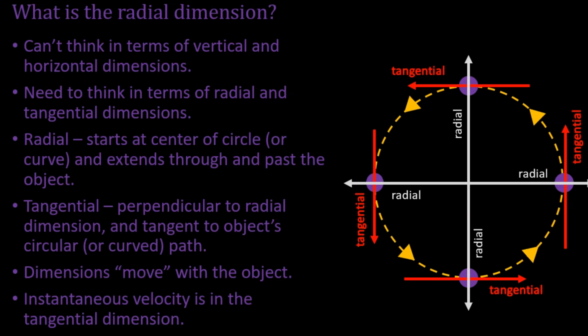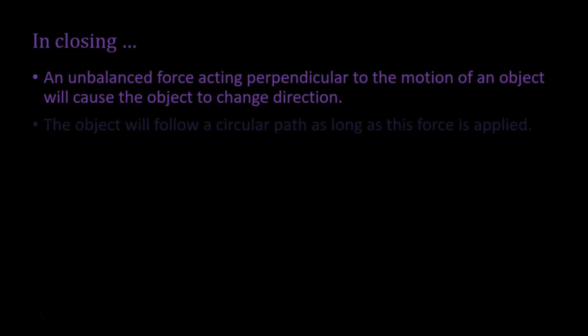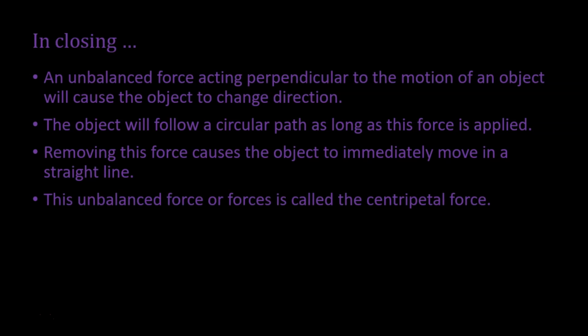Let's go ahead and summarize what we've learned. An unbalanced force acting perpendicular to the motion of an object will cause the object to change direction. The object will follow a circular path as long as this unbalanced force is applied. Removing this unbalanced force causes the object to immediately move in a straight line. This unbalanced force or group of forces is called the centripetal force.